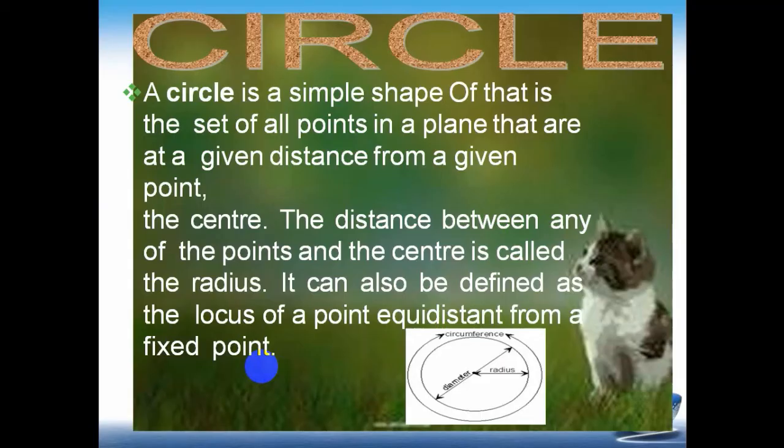Now, the circle. A circle is a simple shape that is the set of all points in a plane that are at a given distance from a fixed point, the center. The distance between any of the points and the center is called the radius. It can also be defined as the locus of points equidistant from a fixed point. You see over here, this is a circle.